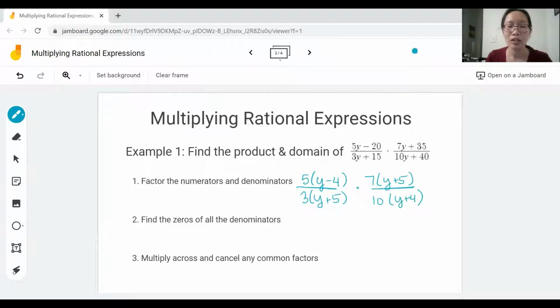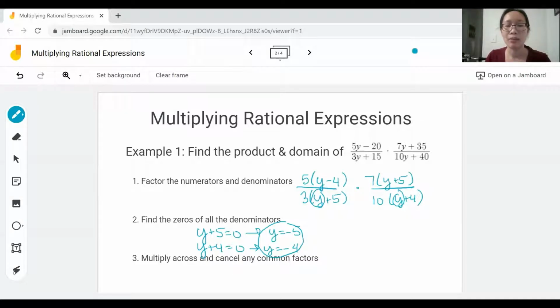Now that I've factored, I want to find the zeros of all my denominators. So I'm going to set y plus 5 equal to 0, and that gives me y equals negative 5, and y plus 4 equals 0, which gives me y equals negative 4. These are the values that if I plug in, will make my denominator 0 and my expressions undefined. So these I will have to exclude from our domain.